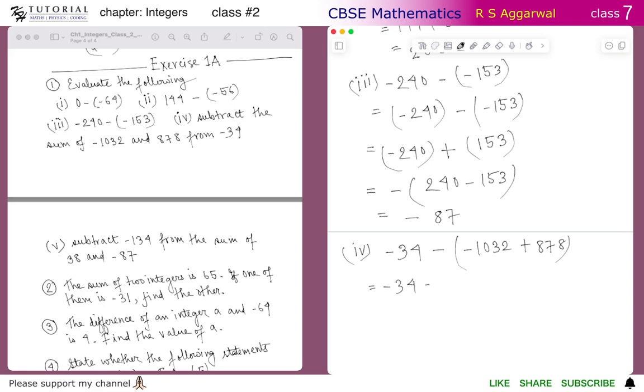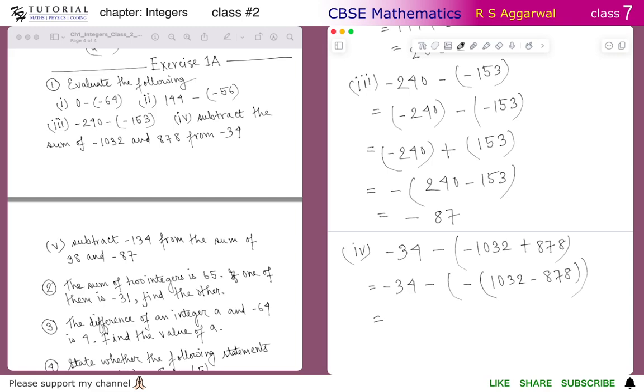So how much will it be? As per the rules of addition of integers we have studied in the previous video, this will be minus 1032 minus 878, because when we add two integers of unlike signs, meaning opposite signs, we subtract the smaller numerical value from the greater numerical value, and to the result we put the sign of the integer which has greater numerical value. In this case it is minus 1032.